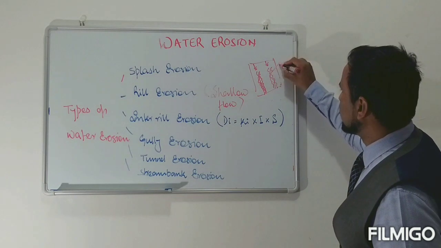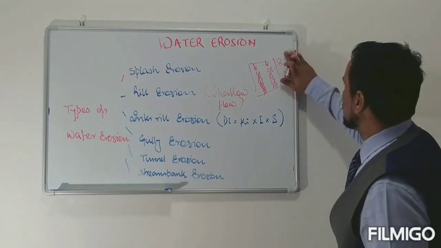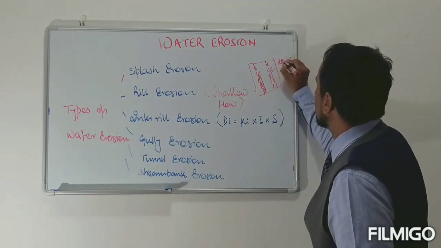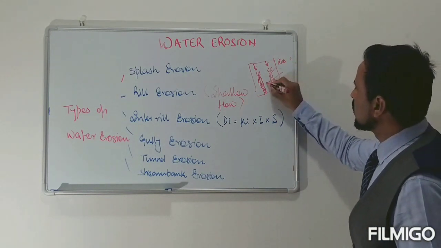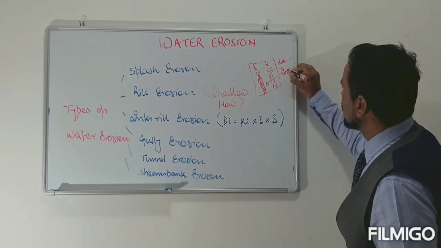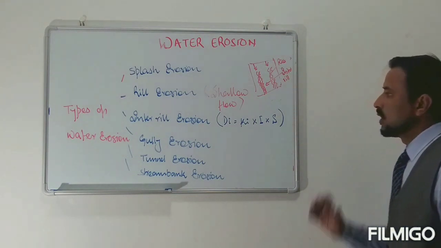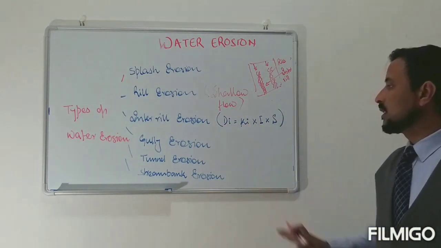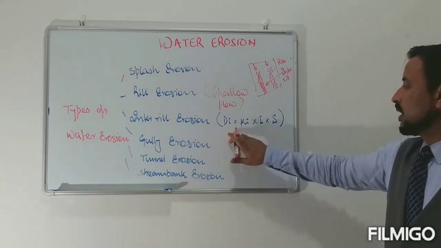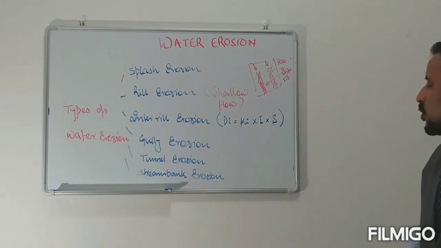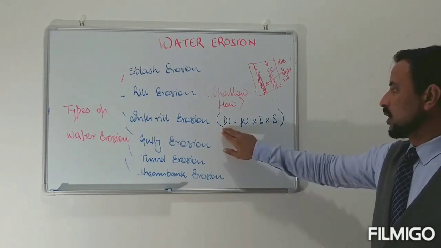These are called rills. And the space between two rills is called interrill. Interrill can be measured by this formula: Di is equal to Ki into I into S, right? Di is the interrill detachment rate.